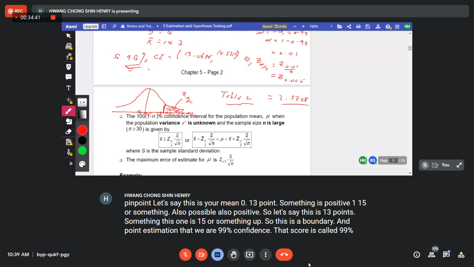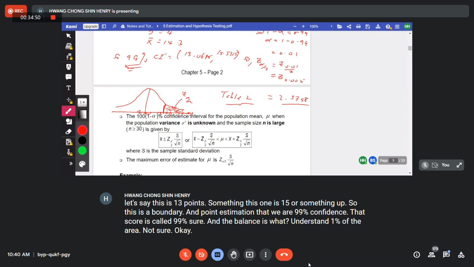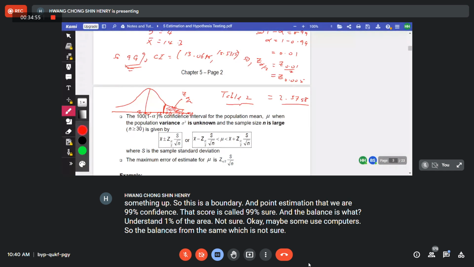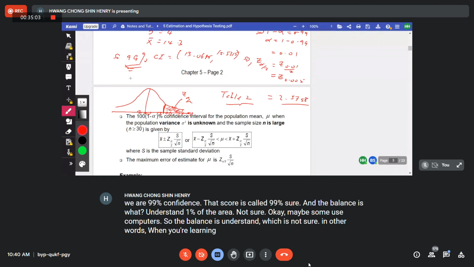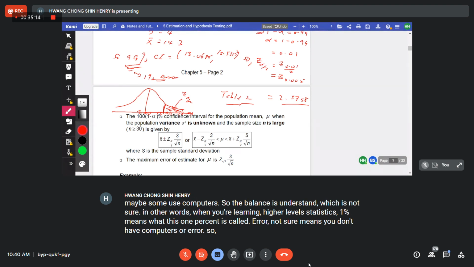99% sure. And the balance is what? 1%. 1% means what? Everyone? Okay, 99% means confidence one. So the balance is 1%, which is not sure, not confidence one. In other words, when you learn higher level statistics, 1% means what? This 1% is called error. Not sure means you don't have confidence, it's called error. So I give you this word error.